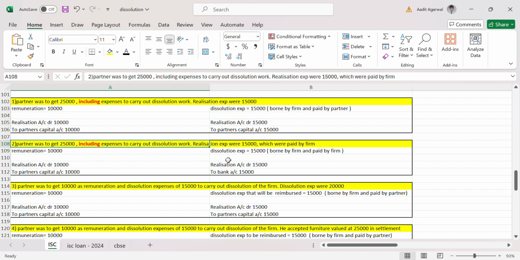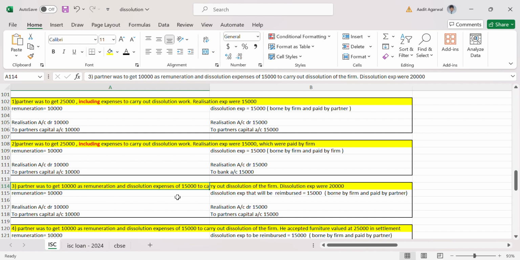For dissolution I will have to check who pays and who bears. It's clearly mentioned it is paid by the firm. And who is bearing it? Sentences like this mean it's borne by the firm. You can compare it with the previous sentence. Here also borne by the firm, here also borne by the firm. But in this case it's clearly mentioned paid by the firm, but in the previous case it is paid by the partner.